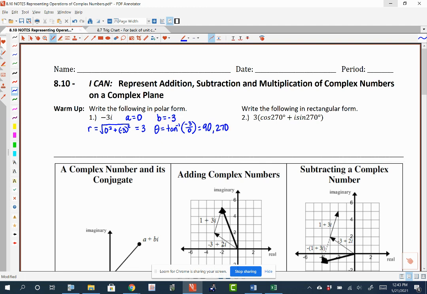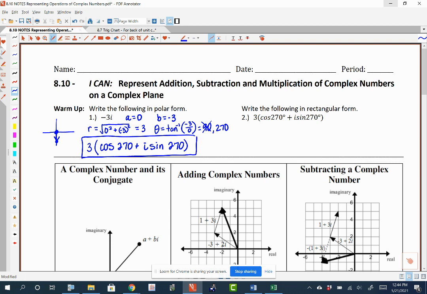So when I think about graphing this, if I was plotting this on a graph, it doesn't go left or right on that real axis, but it does go down to that -3. So I do want the 270. I don't want the 90. I want that negative axis this time. So I now have enough information to write my polar form. I take my modulus times the cosine of 270 plus i sine of 270. So here is our complex number in polar form.